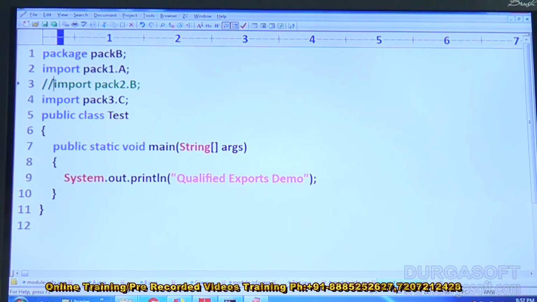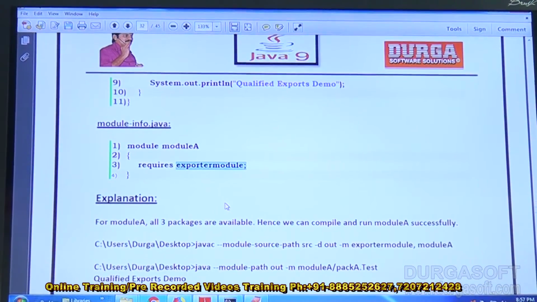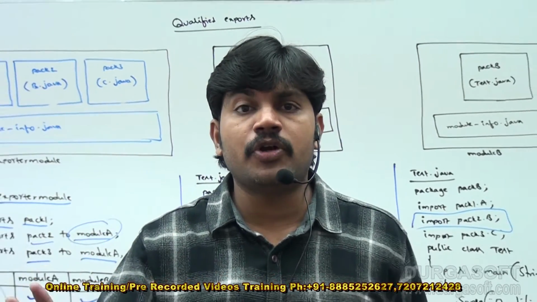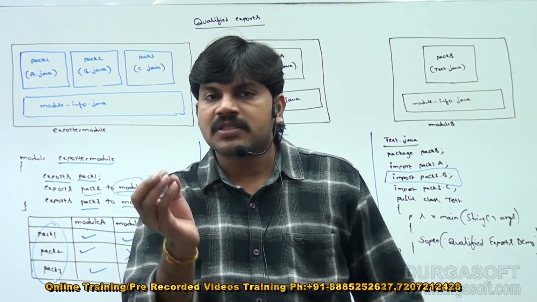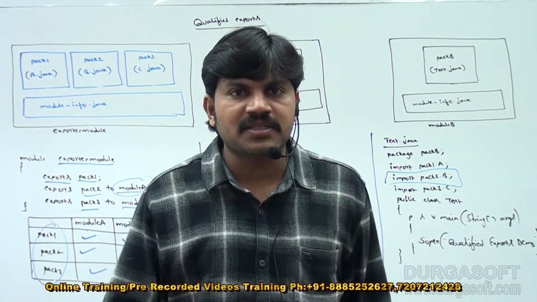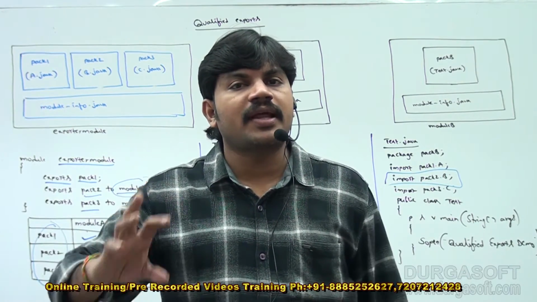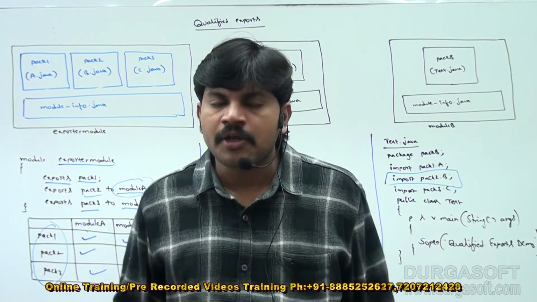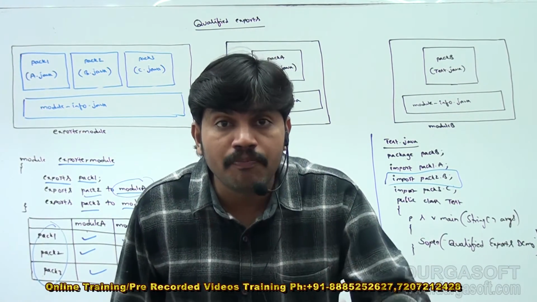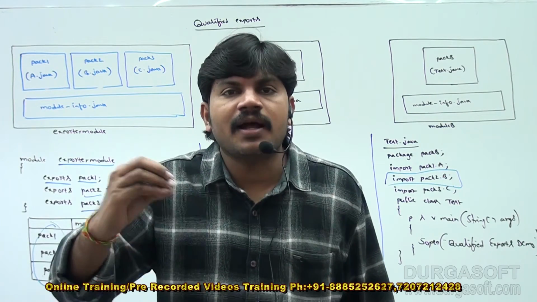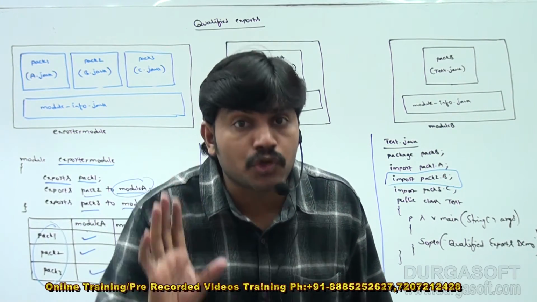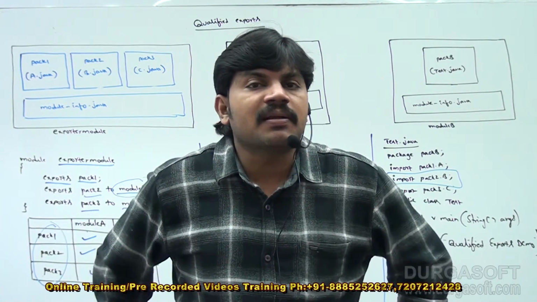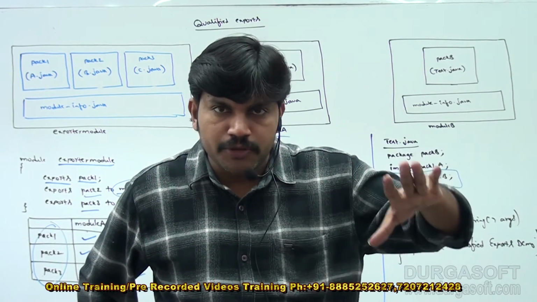So this is what you people should be aware of. Now it's very clear. I'm taking 3 modules: exporter module, module A, module B. For module A, all the 3 packages are available. In module A, if you try to use all the 3 packages, you are never going to get any compile error or runtime error. Happily it's going to run. But for module B, only pack 1 and pack 3 are available, but pack 2 is not available. If you try to compile module B, immediately we are going to get a compile error. Are you in a position to understand, right?